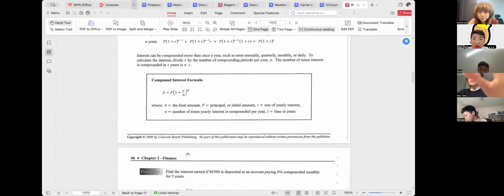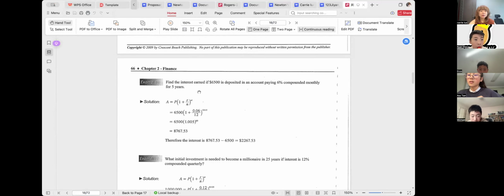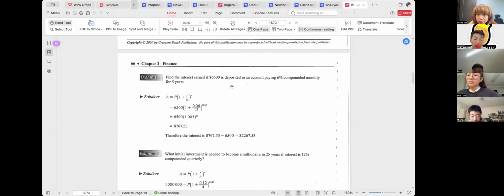Okay, so let's take a look at this one. Find the interest earned if 6,500 is deposited into an account paying 6% compounded monthly for 5 years. This question will be totally different. Before, we did 10% compounded yearly, but this time it's 6% compounded monthly. So what does it mean? That means every month they're taking the money out and earning interest again.